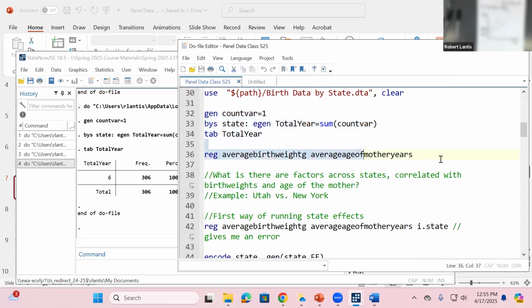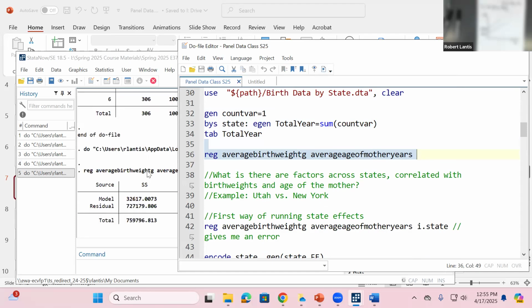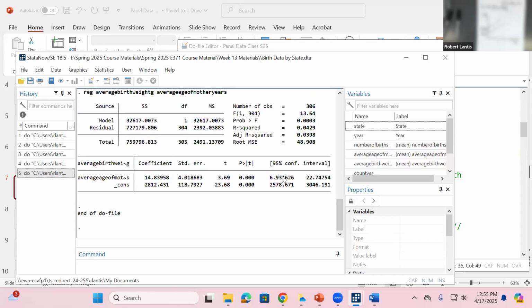So I could run this regression where I look at the average birth weight of the child and the average age of the mother, right? So I'm going to run this regression and I come up with a coefficient of 14.8. So for every additional year older that the average mother is in a state, we would expect birth weights to be about 15, and I think it's grams, higher. So it looks like maybe the older you are, the slightly heavier babies you have.